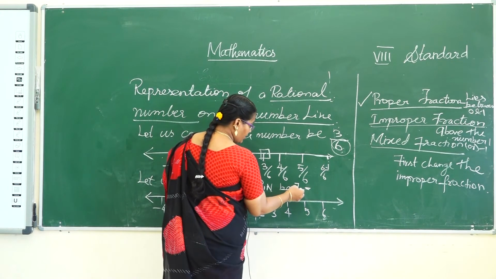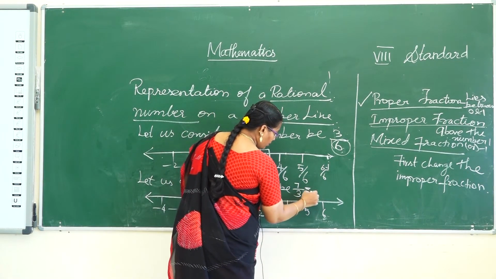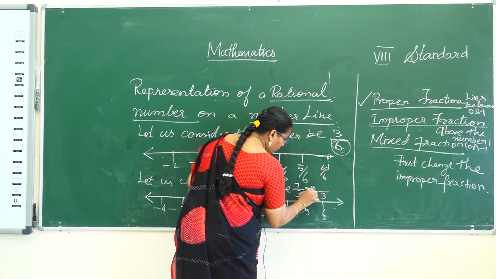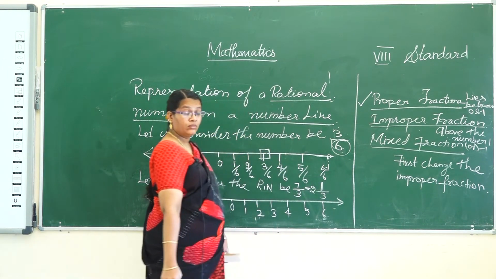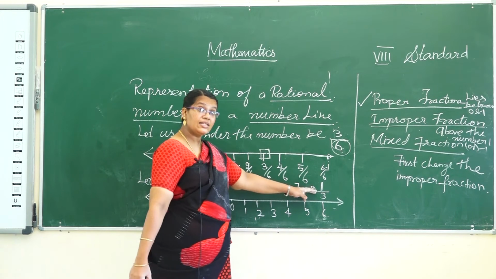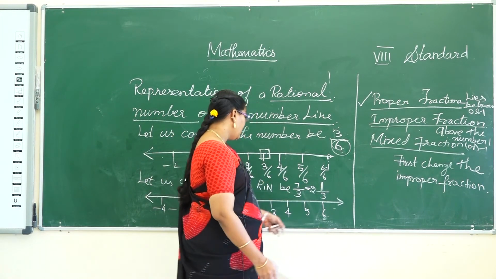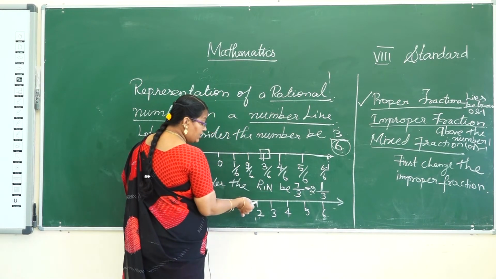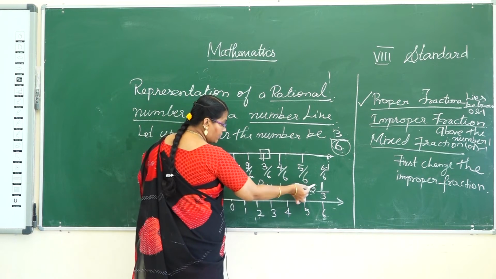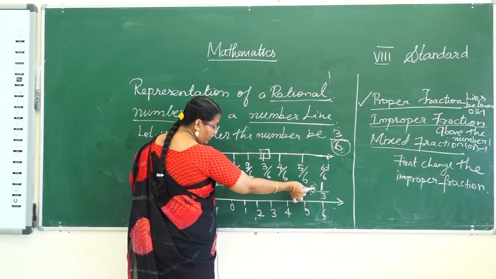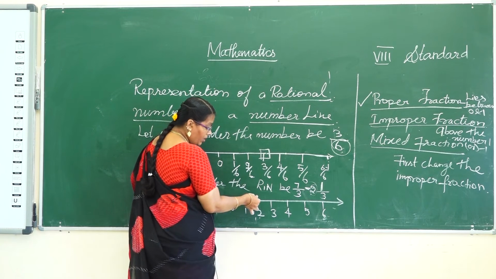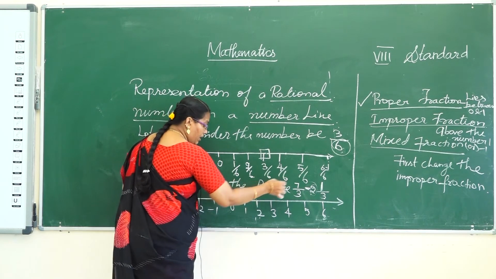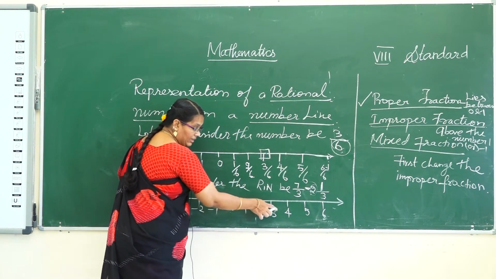So, what is the mixed fraction here? 7 by 3. You already know how to calculate: 3 twos are 6, plus 1 is 7, so 2 and 1 by 3. So, the rational number lies in the interval between 2 and 3. Clearly, the whole number is 2, and the remaining part is 1 by 3. So, the number lies between these two, 2 and 3.